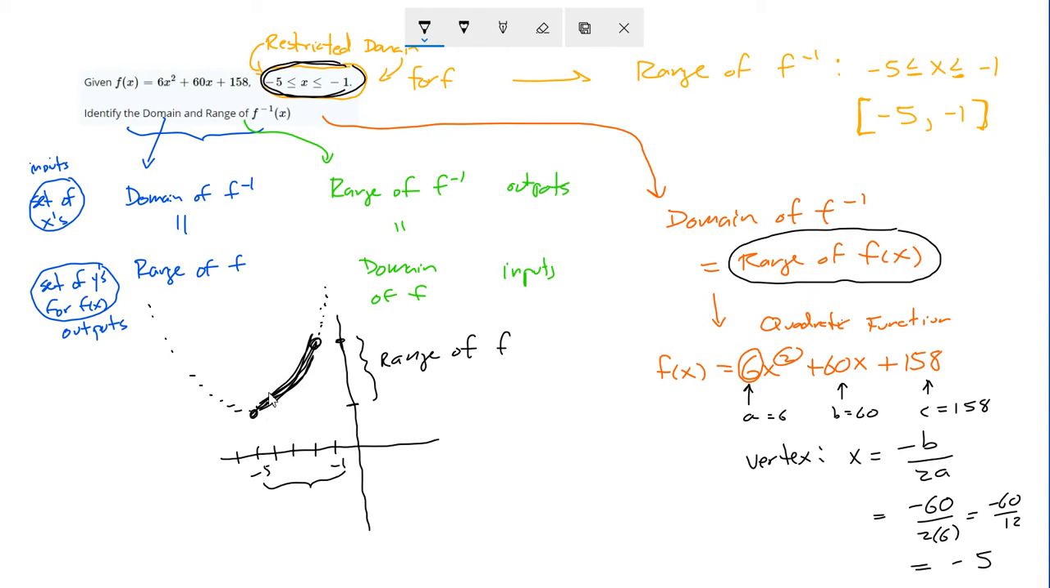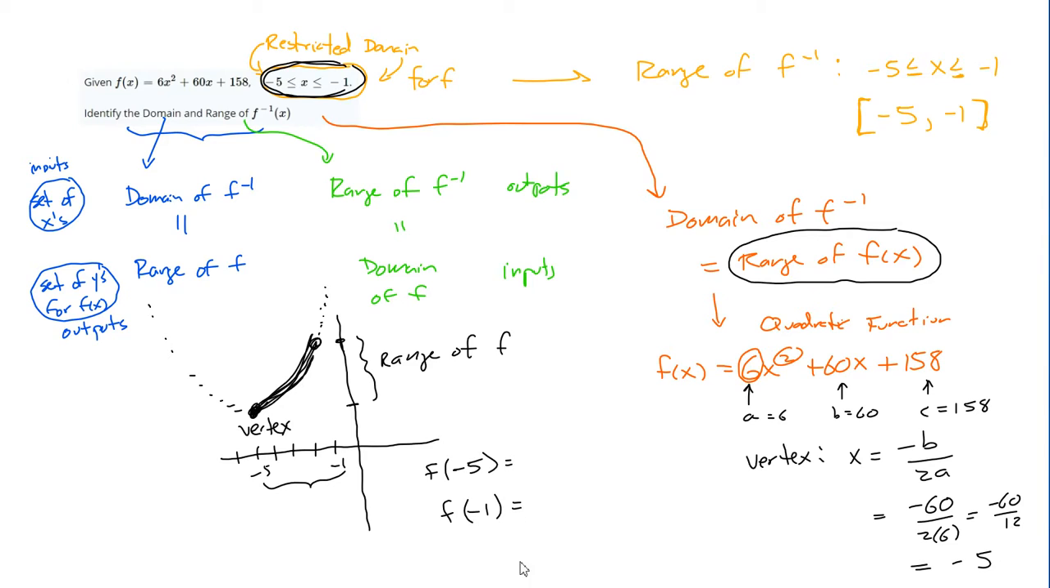Well, one way to do it is just to kind of realize, hey, my turning point on this parabola is down here. That's the lowest point, that's the vertex. And so if I could just figure out the height there and figure out the height at -1, all the values between those y values will be accessible by this function. That'll be my range. Okay, so I can just go onto my calculator and figure out what is f of -5 and f of -1.